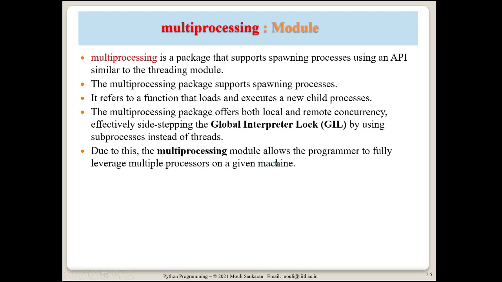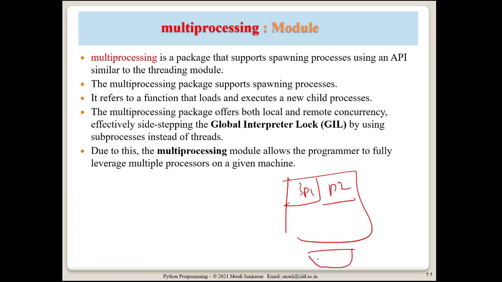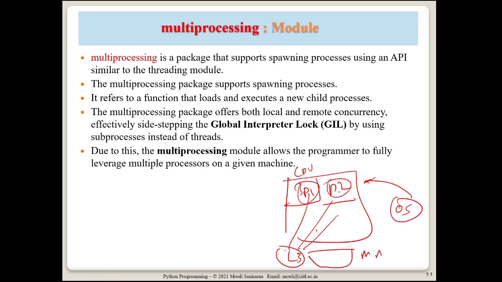Now, due to this, the multiprocessing module allows the programmer to fully leverage multiple processes on a given machine. Suppose you are running P1 here and another CPU core is running P2. Except for the main memory and maybe the common L3 cache sharing the memory, and some competing cache lines, the lock is not a problem. So P1 is not going to be stopped for any reason. If the CPU is available and the OS scheduler is nice enough to let you occupy the CPU forever, then P1 and P2 can run continuously on two different cores.